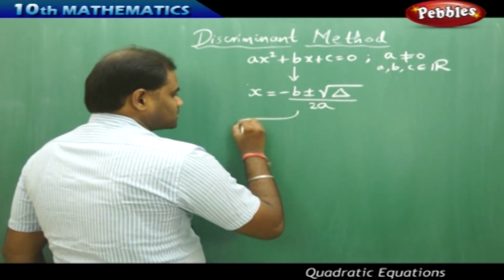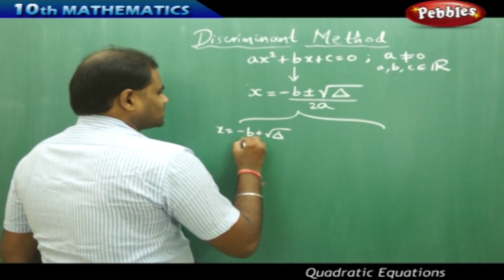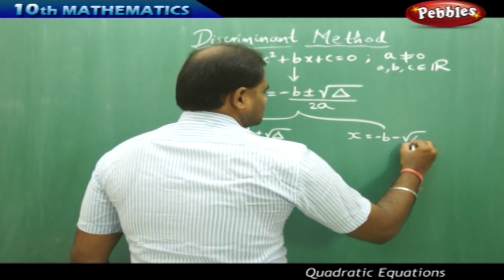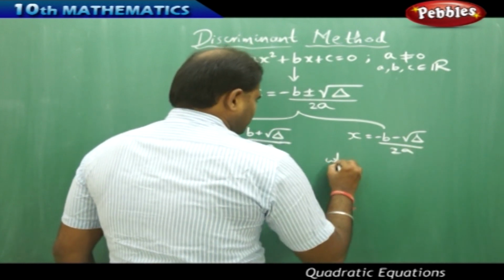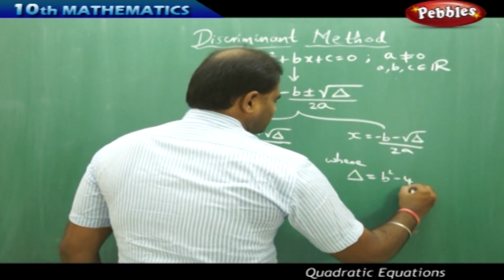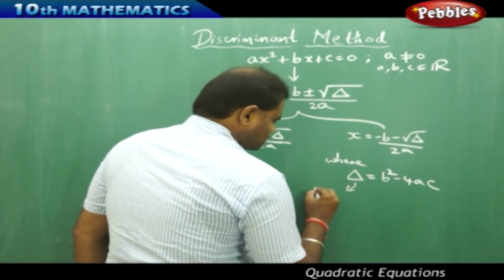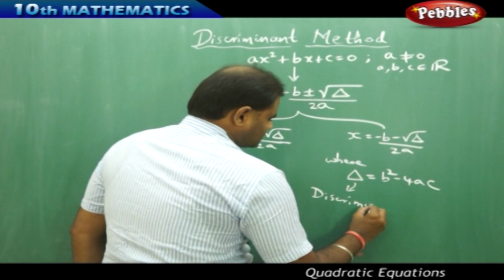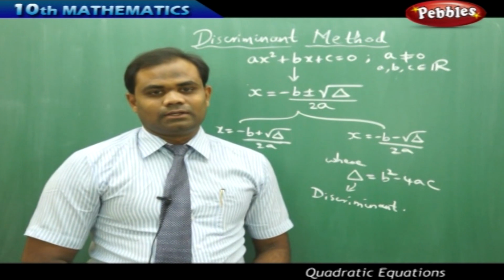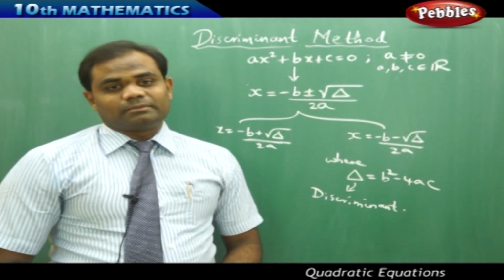So when I take this split as plus and minus, I get x equals minus b plus root delta by 2a, and here one of them is minus b minus root delta by 2a, where delta is b square minus 4ac and is called the discriminant. This value of delta is called discriminant, is how we identify the formulae of finding the solutions of any quadratic equation using the discriminant method.